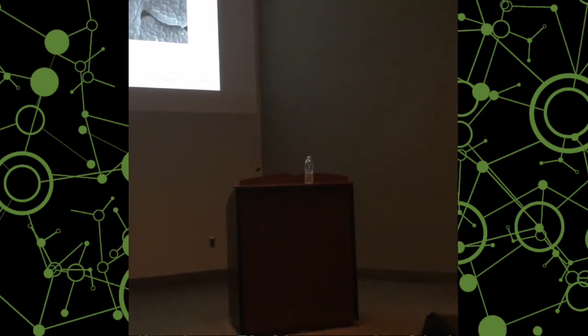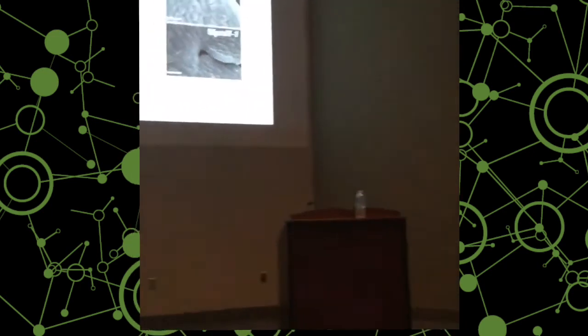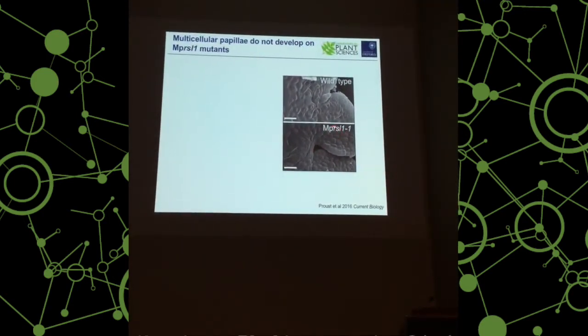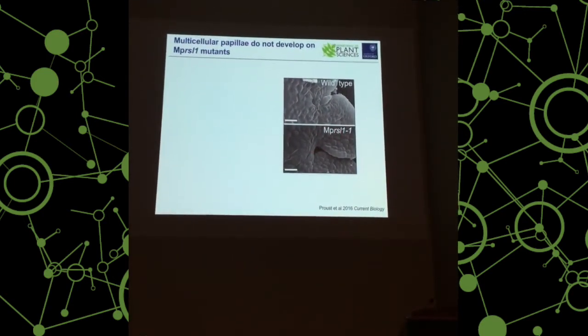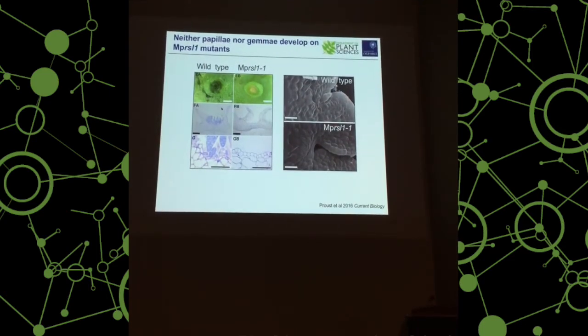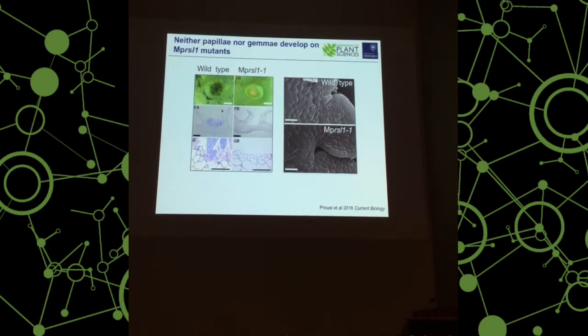So on top, you've got your wild type. You can see 1, 2, 3 cells here in this mucilage structure. If you look at the same region of an RSL1 loss of function mutant, you don't see anything. So these aren't developing. And then things just went from bad to worse.